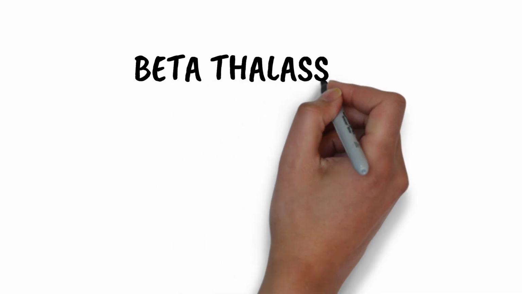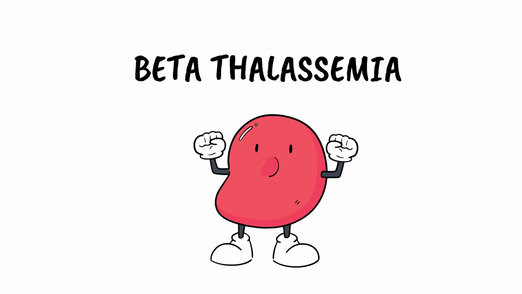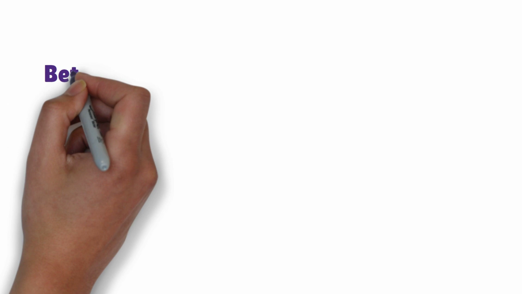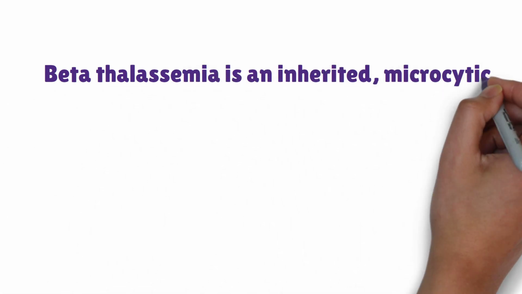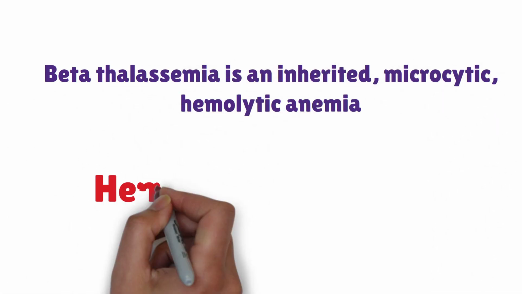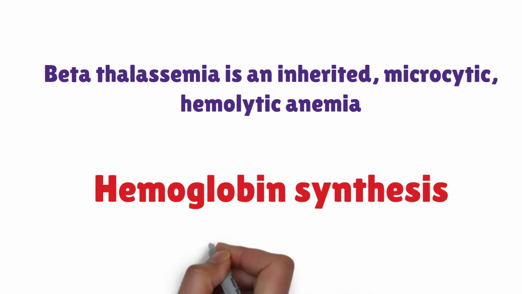In this video, we will be talking about beta thalassemia. Beta thalassemia is an inherited microcytic hemolytic anemia characterized by defective hemoglobin synthesis.